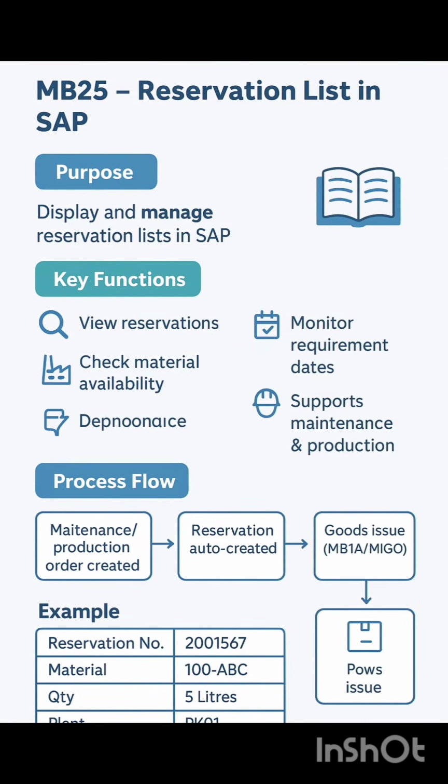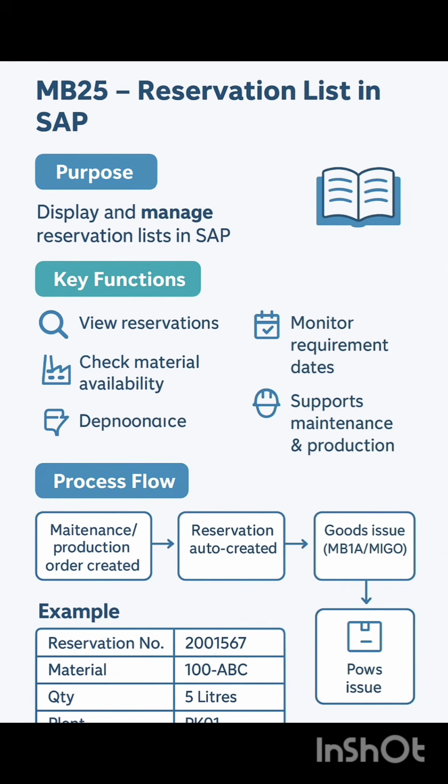Today we will discuss MB25 transaction. It is used to display and manage reservation lists in SAP. Its key functions include view of reservations, monitor requirement dates, check material availability, supports maintenance and production.